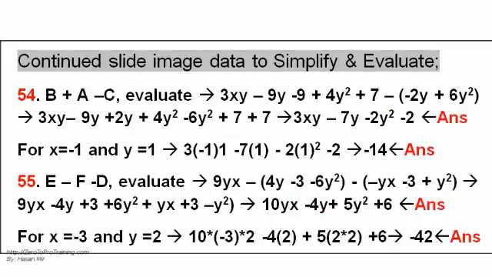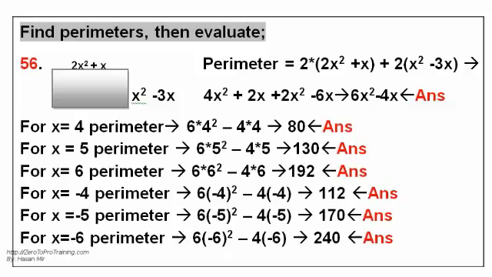Solve. 54. B plus A minus C is 3yx minus 7y minus 2y square minus 2, for x equals minus 1 and y equals 1, is minus 14. 55. E minus F minus D is 10yx minus 4y plus 5y square plus 6, for x equals minus 3 and y equals 2, is minus 42.